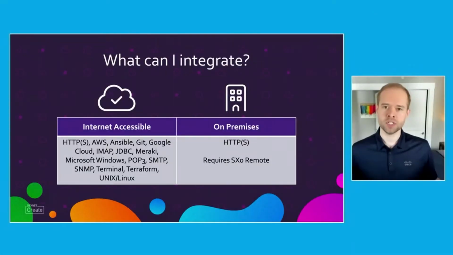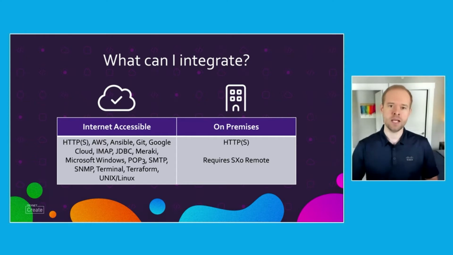And so what do I mean by those resources being reachable? Since SecureX orchestration is cloud-based, it has to have a path to the resources you want to integrate with. So if you have cloud-based resources that are internet accessible, orchestration can do any number of things. You can see a list here. We've got HTTP, AWS, Ansible. We've got some email targets. So there's all different things that orchestration can integrate with as long as it has that direct connectivity.